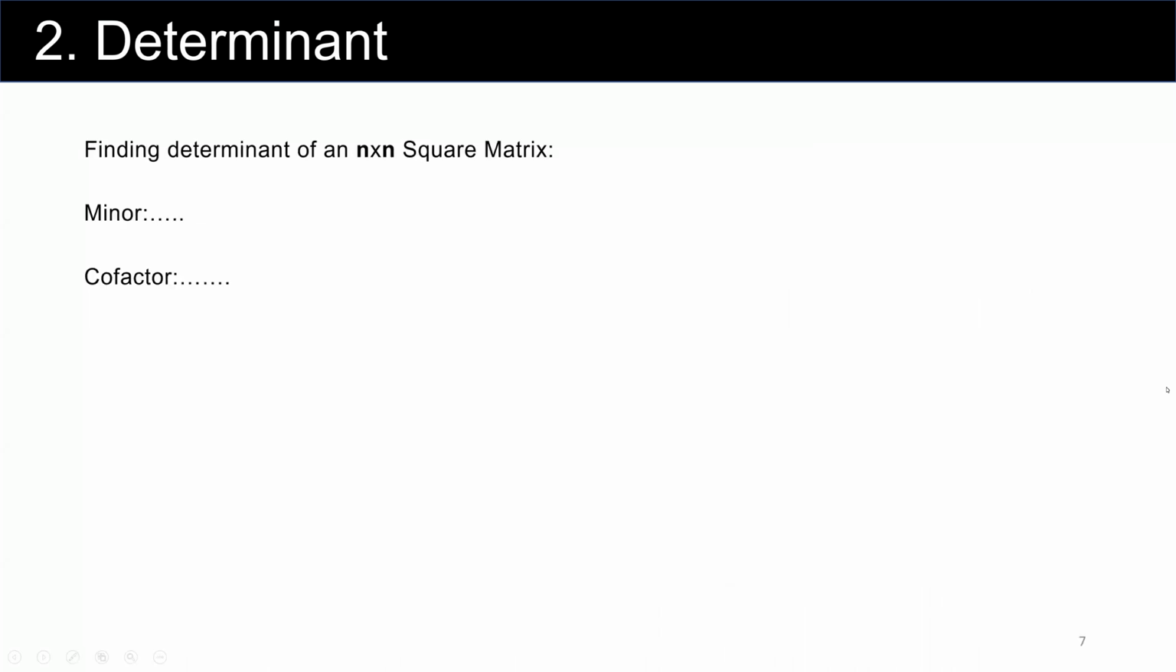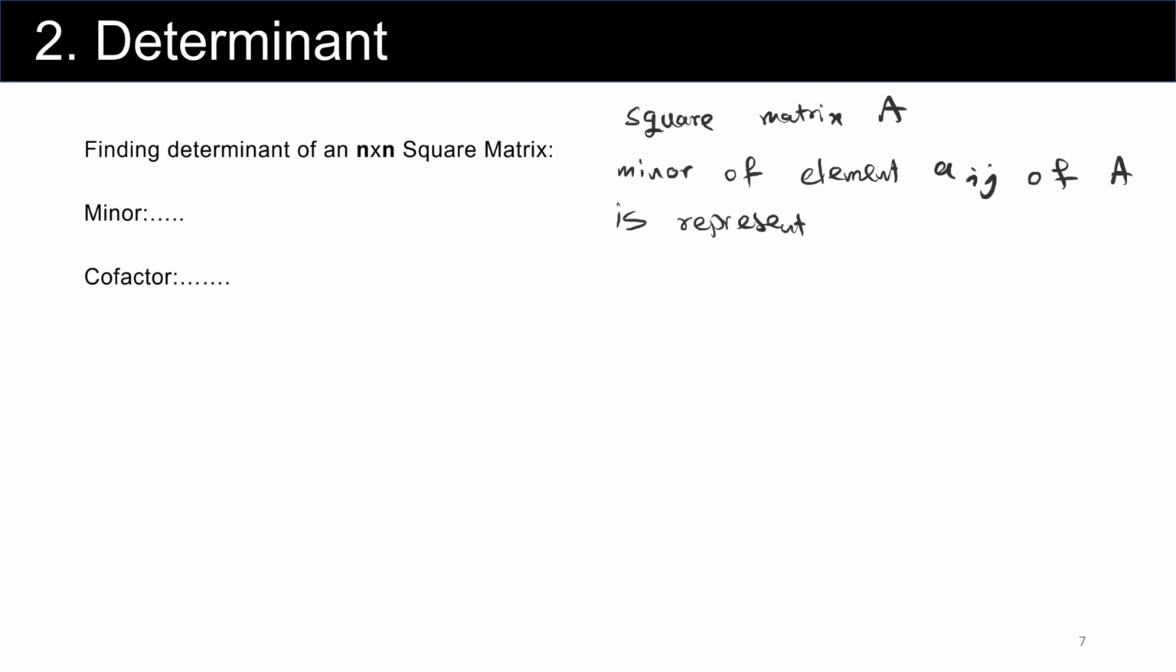We want to define two new factors before talking about the determinant of an n by n square matrix. First, the minor. Given a square matrix A, the minor of element Aij of matrix A is represented by Mij. So M sub ij is the minor corresponding to element ij.